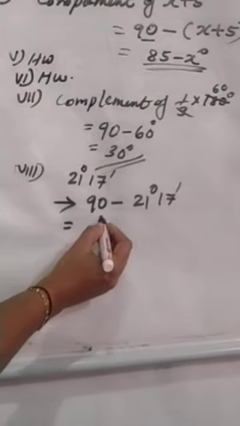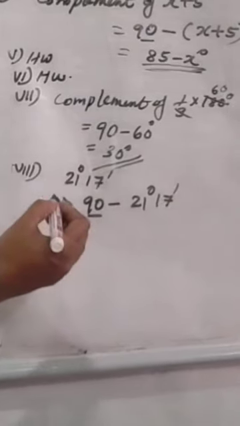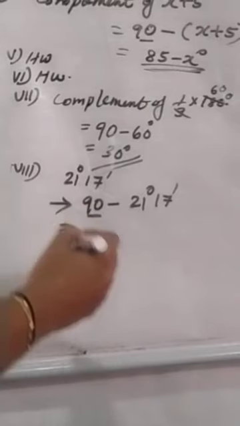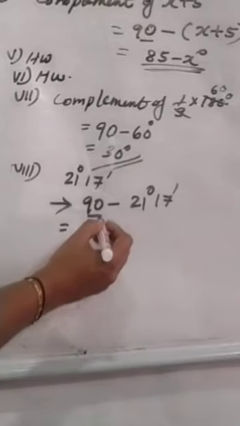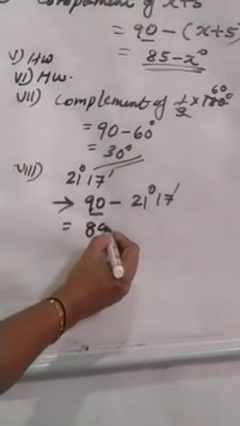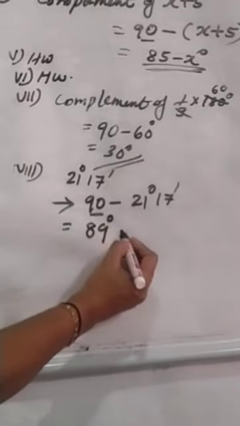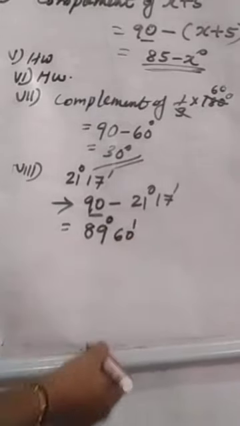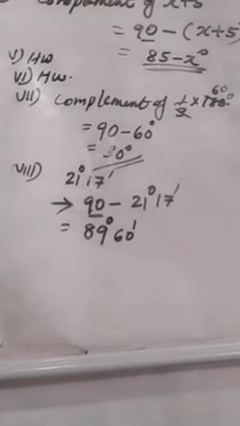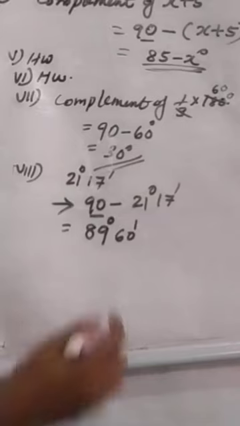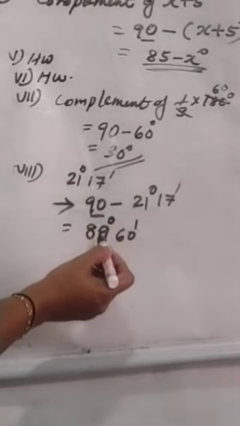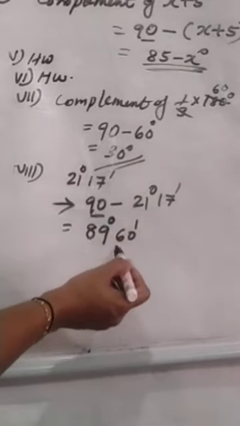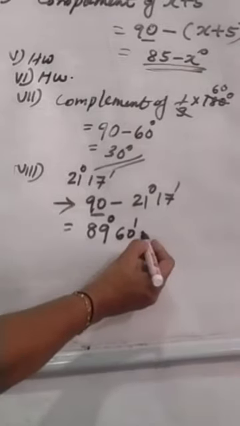So we have to write 90 degree in degrees and minutes. 90 degree means 89 degree plus 1 degree, no? So you can write it as 89 degree 60 minutes. 1 degree can be written as 60 minutes. So we split 90 as 89 plus 1. 1 degree means 60 minutes.